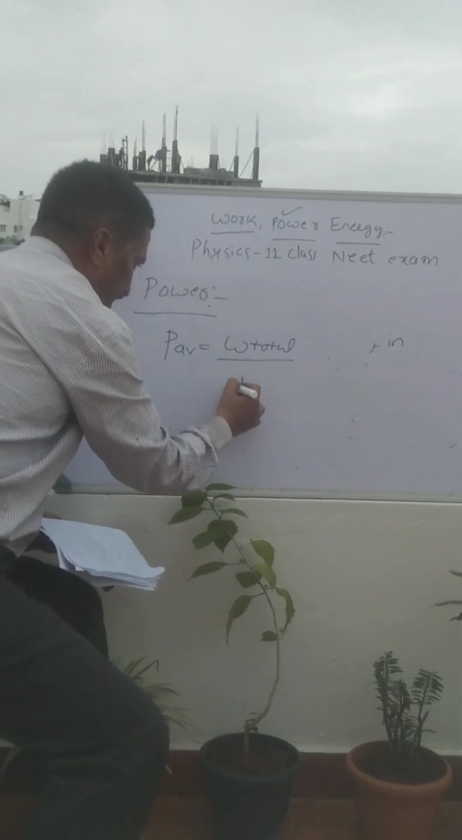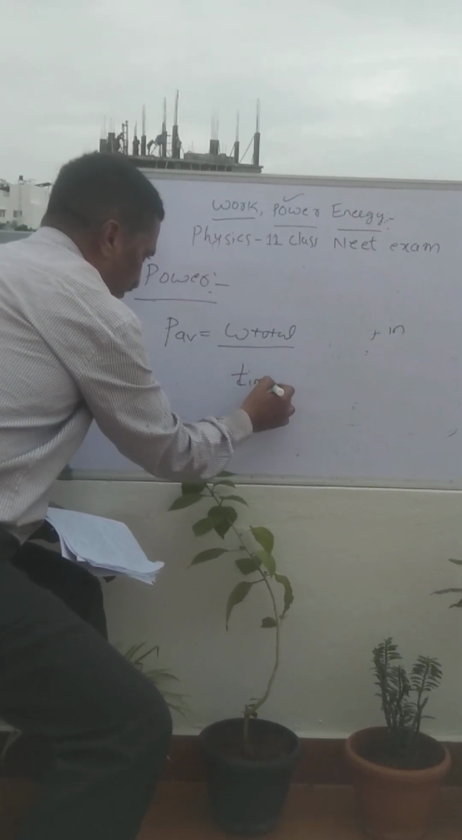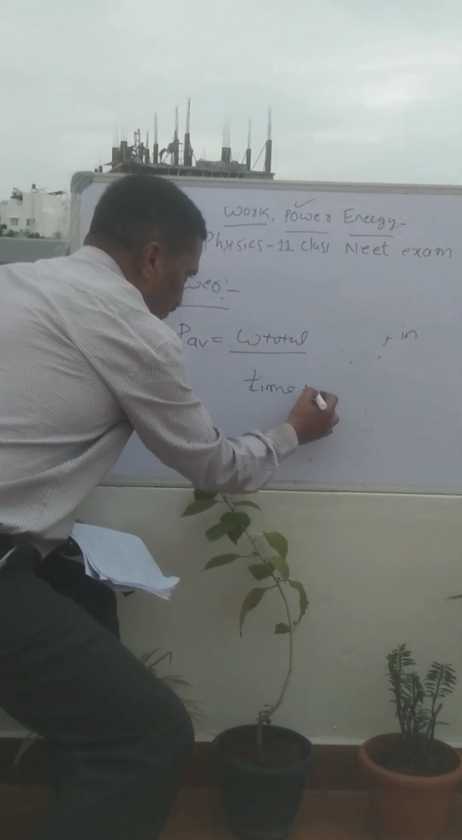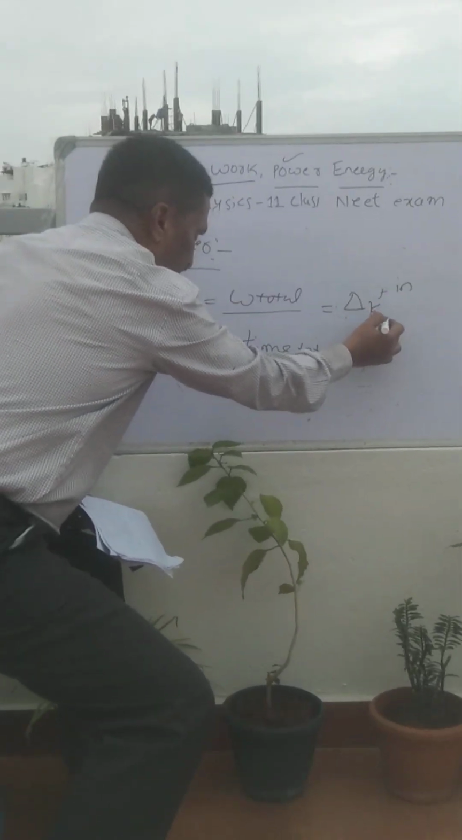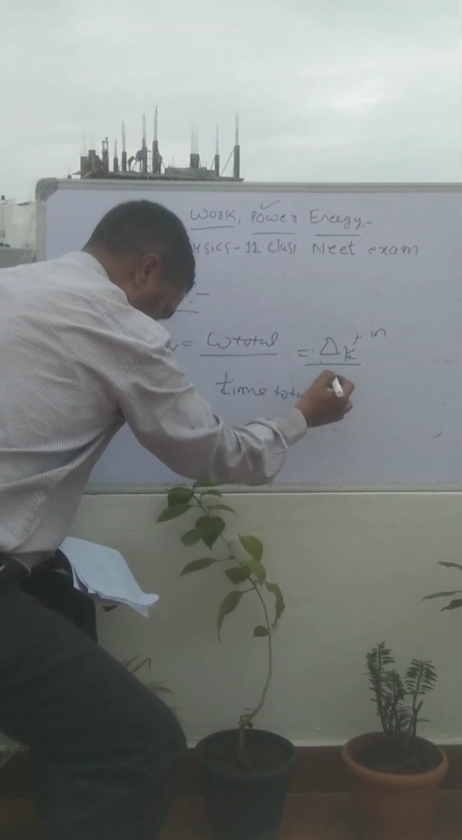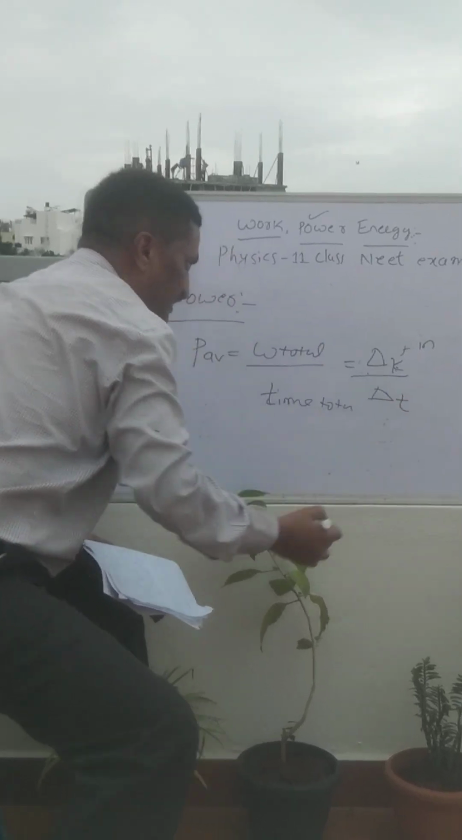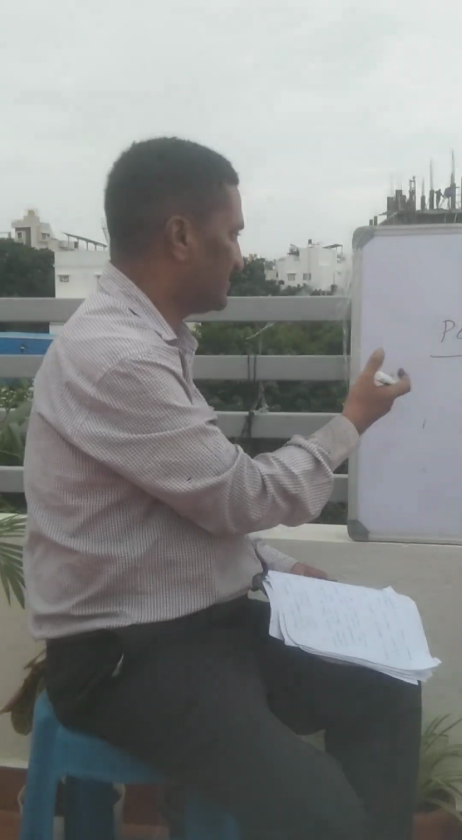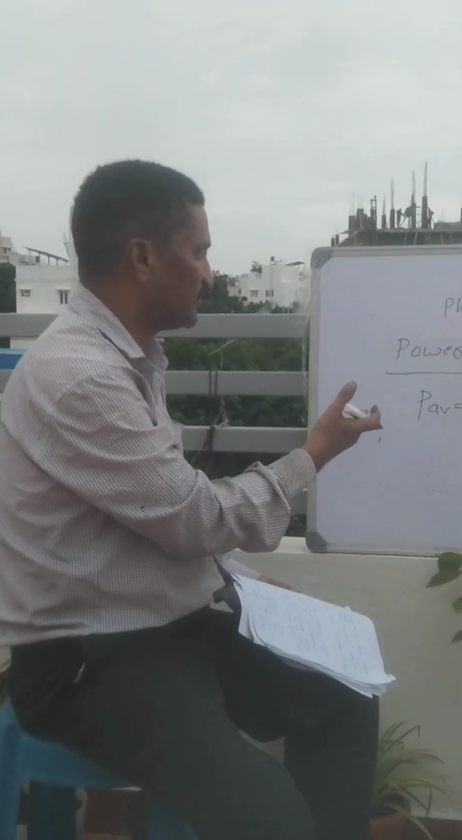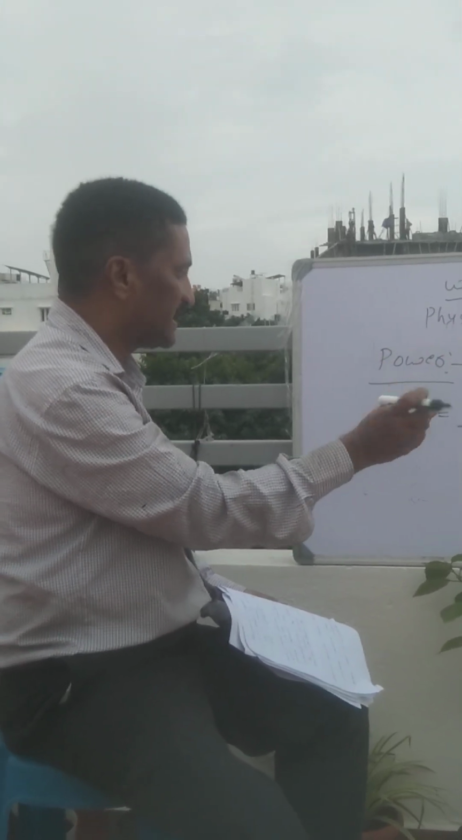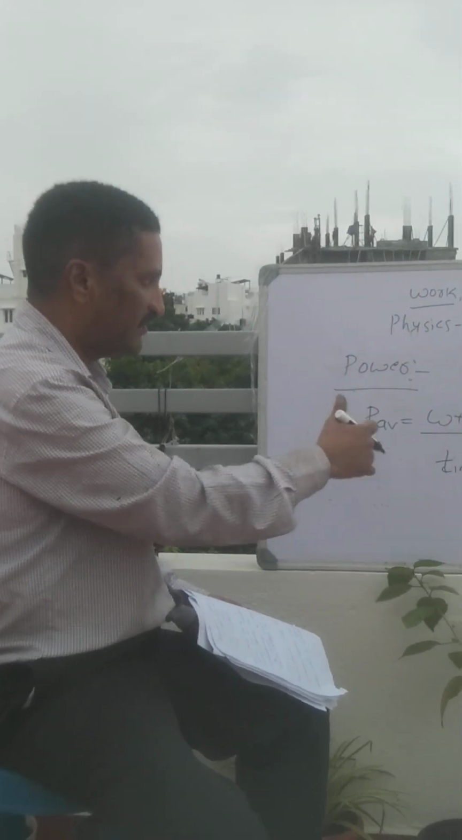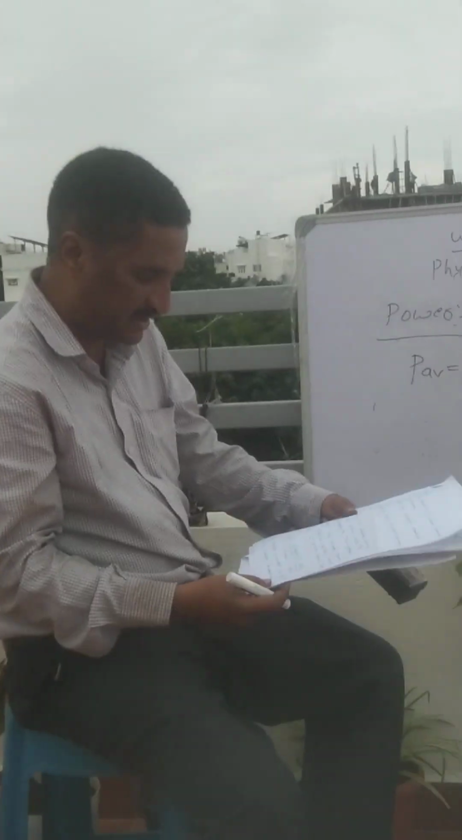time total. So it is given by delta K by delta T. Now you can see it is the ratio of total work done by that person or object divided by how much time it takes to do that work. If you divide that, you will get the power, the average power of the body.